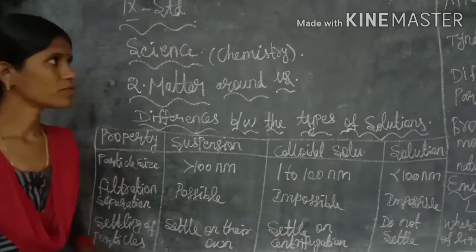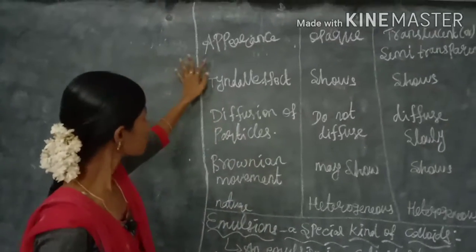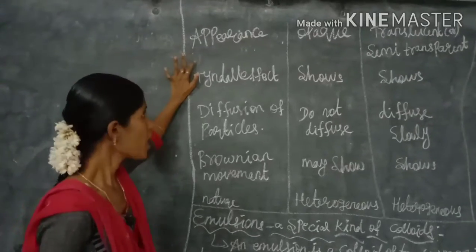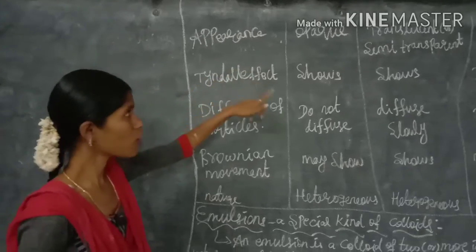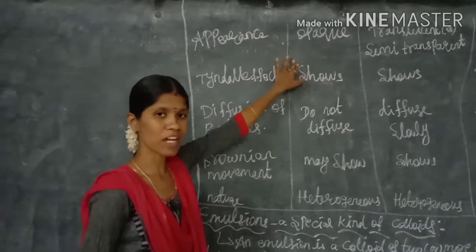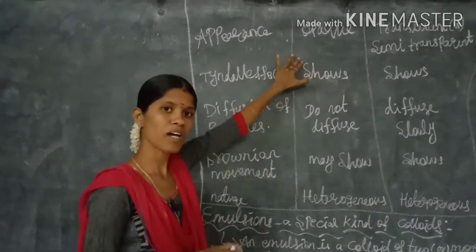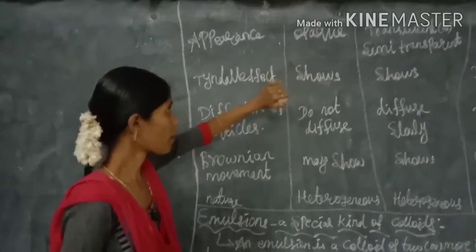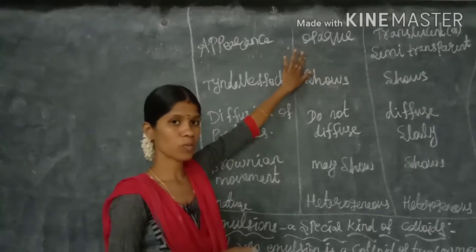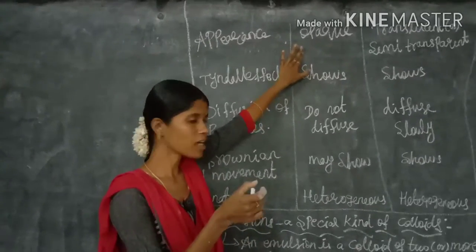So the next property is appearance. Appearance in the case of a suspension is opaque. Opaque means not transparent, so the light cannot pass through the substance or material. That is referred to as opaque. In Tamil we call it ஒளி புகாத பொருள். Light cannot pass through it.